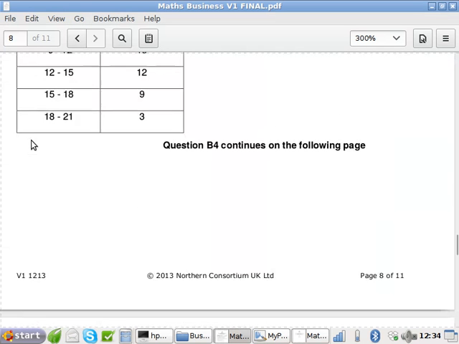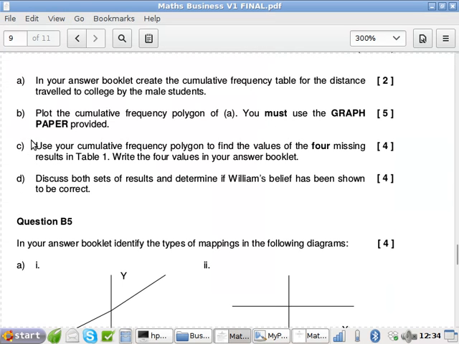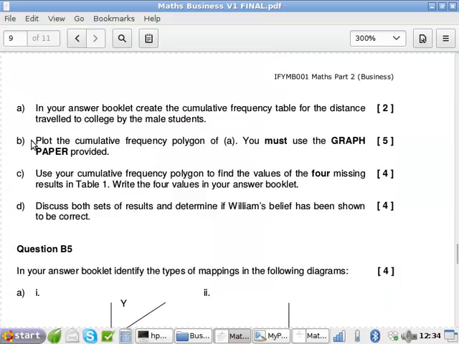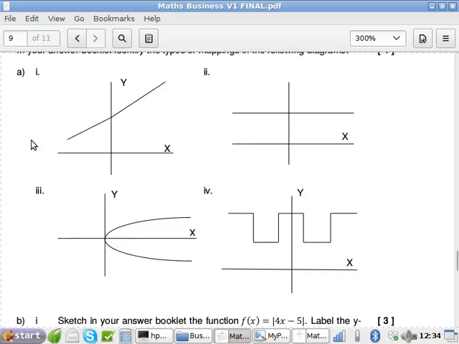Wait, why don't we do mappings and functions? What are you complaining about now? What's wrong? Why don't we get to the mappings and functions and vectors? What problem is it?